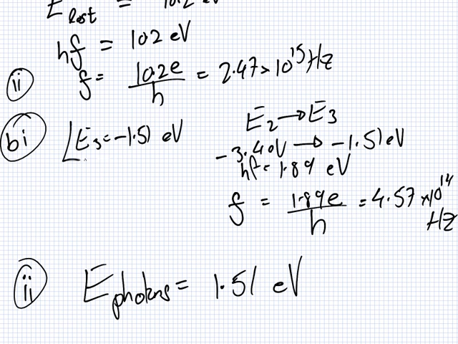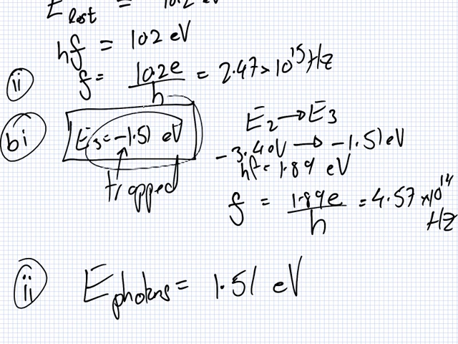Here, this is the energy while in level 3. The negative means it's trapped. That's the energy required to actually free it. Why is it not negative? Why is what not negative?